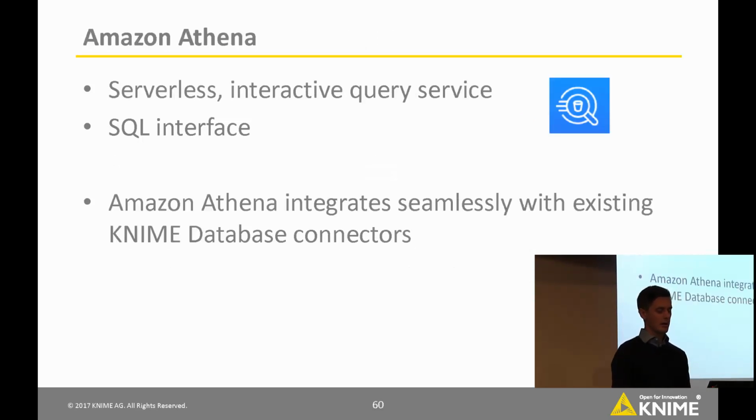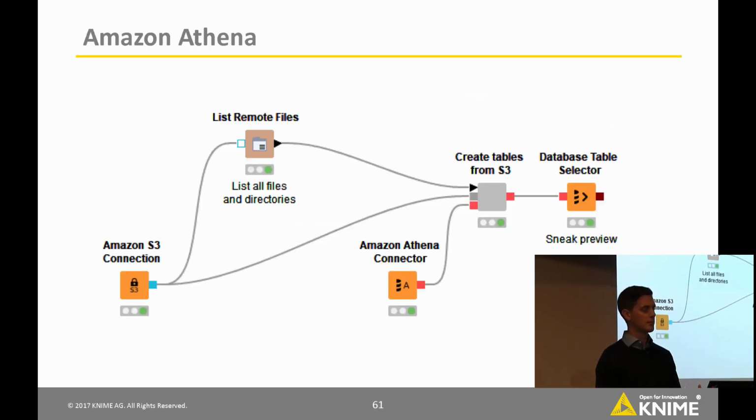We've also built connectors for Amazon Athena. That's a serverless interactive query service. Again, it's got a SQL interface, and you can just use Athena with the existing database connectors. I'm just going to show the steps that you would go through to do that. With the Amazon S3 connector again, I'm going to configure my connection, and I pass that into my List Remote Files node. I can then list all of my CSV files in this example in a bucket, and I'm going to pass those files into this Metanode here.